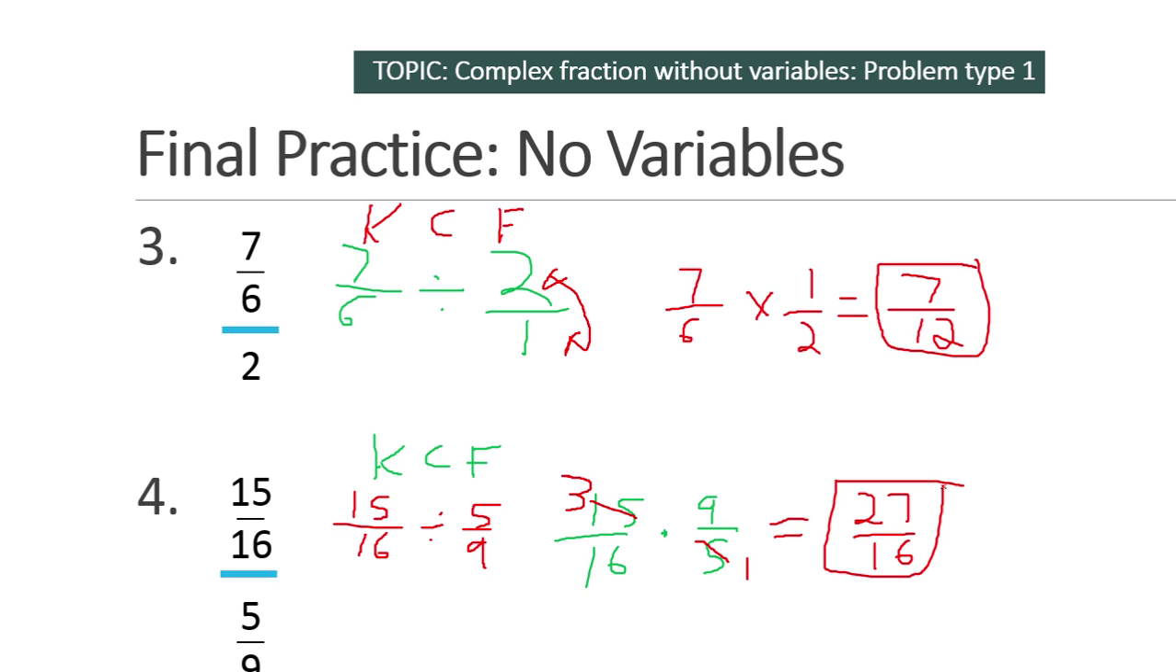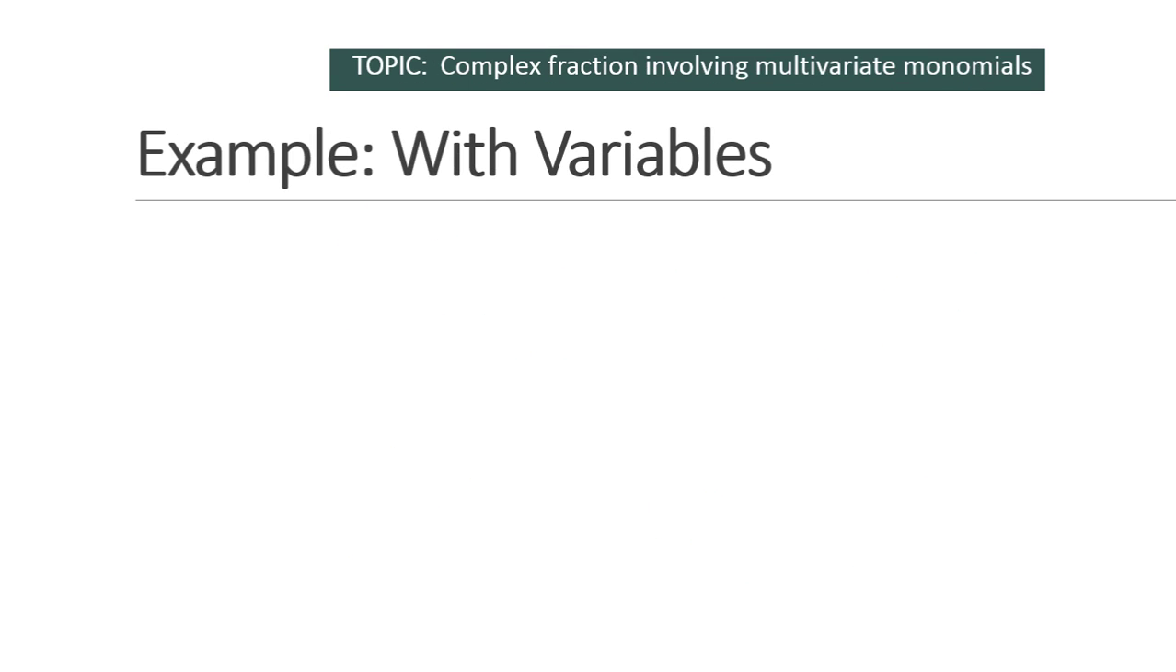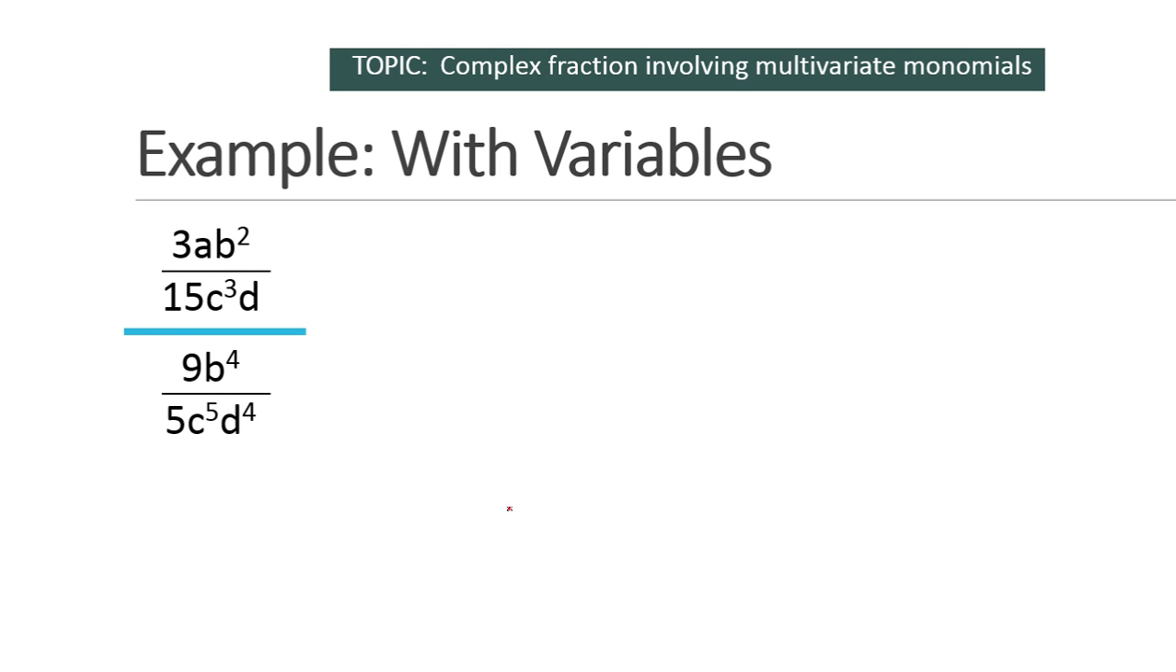All right? So that's how we do it without variables. Now let's try it with variables. So you have 3ab squared, and then you have 9b to the fourth divided by 5c to the fifth d to the fourth. So this is the same thing. We're going to do the same thing.